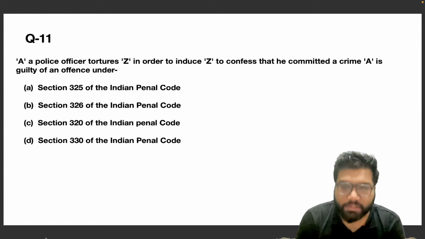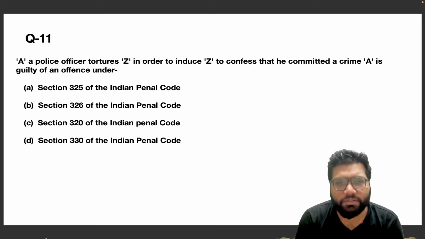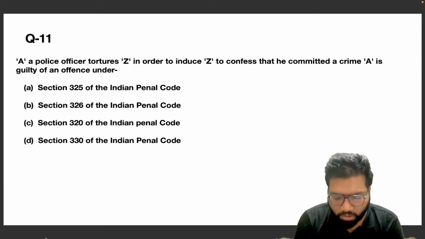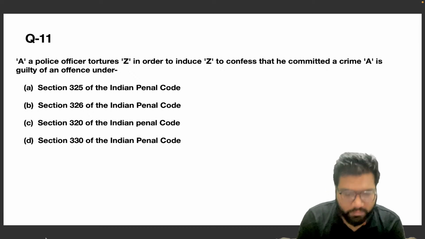And the answer is 0. Can you recall any section number? Not relevant. Section number 25 of Indian Evidence Act. Wonderful.